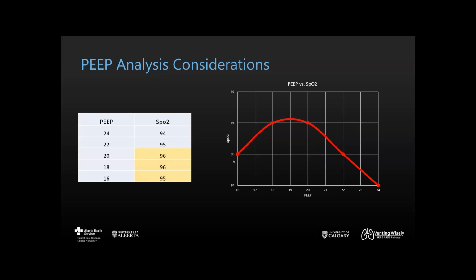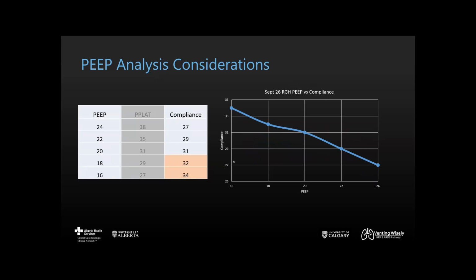If we visually compare oxygenation to PEEP, we can see that the best SATs occur at PEEPs of 20 to 18. The consideration is that your selected PEEP levels should be within 2% of the highest observed saturation value.